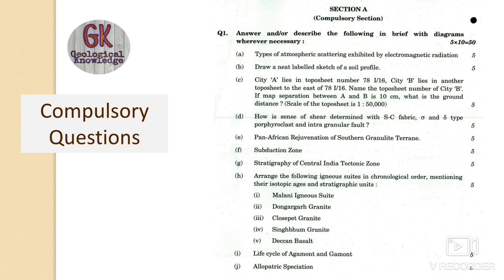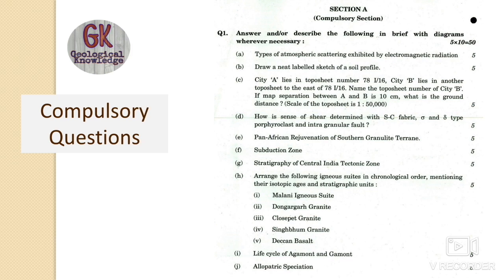At prima facie, I think Deccan basalt will be the youngest, as I remember. The youngest is clear to me, that is Deccan basalt, but for the oldest there is a little bit of confusion between Dongargarh granite and Closepet granite. You can see in the book, consult the book.